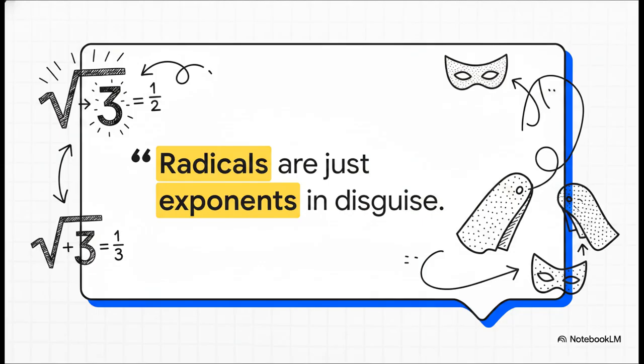That's it. A square root is exactly the same as raising something to the power of 1/2. A cube root, power of 1/3. They are not two different ideas. They're the same idea, just written in a different way.